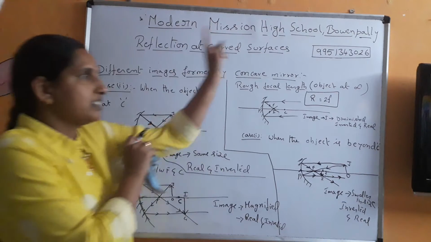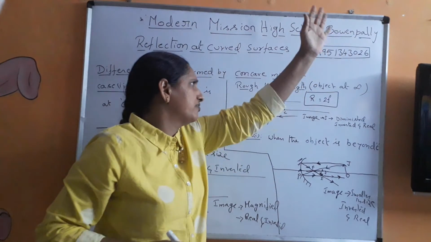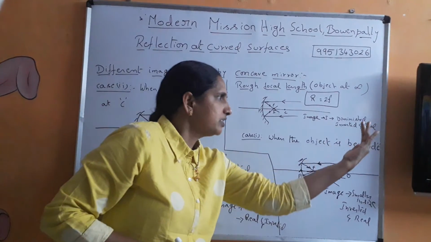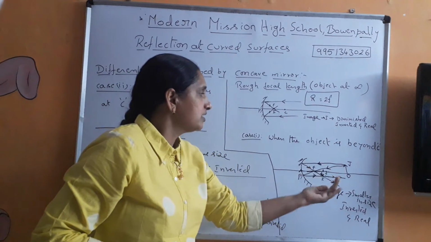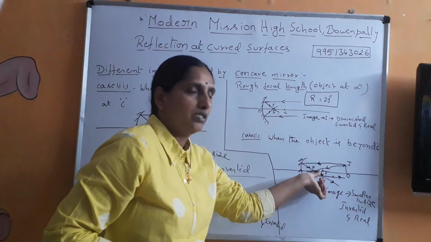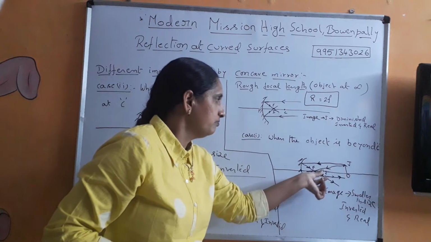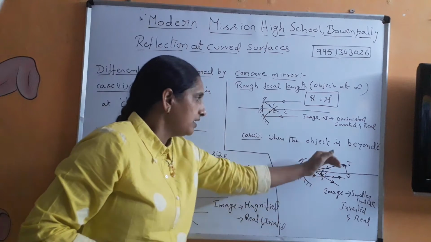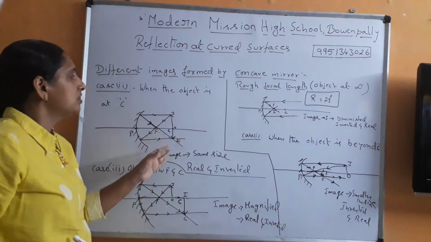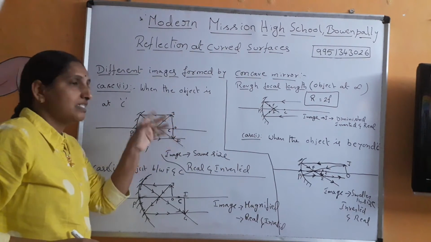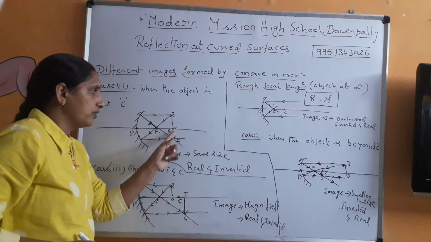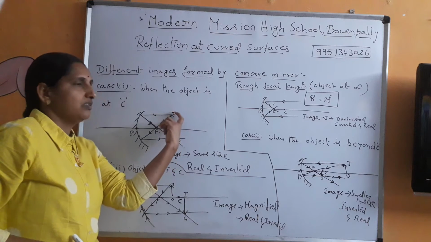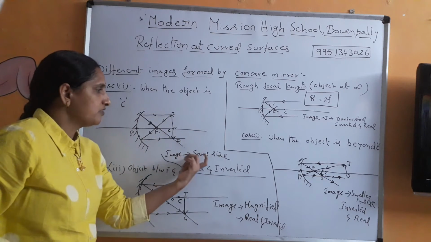See, when the object is at infinite distance, very far, you get a very diminished image. As the object is coming closer, you can see that there is an increase in the size. May not be this much, but there is an increase in size when compared to that here. And still when the object is coming closer and exactly when the object is at C, that is the center of curvature, we get the image equal to the size of the object. That means of same size.